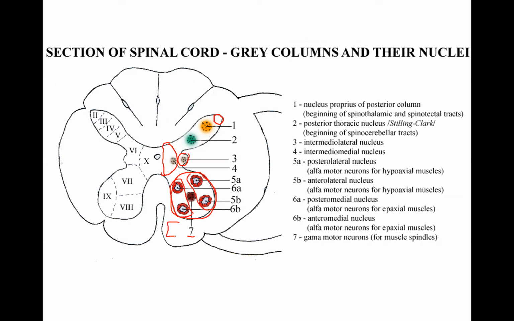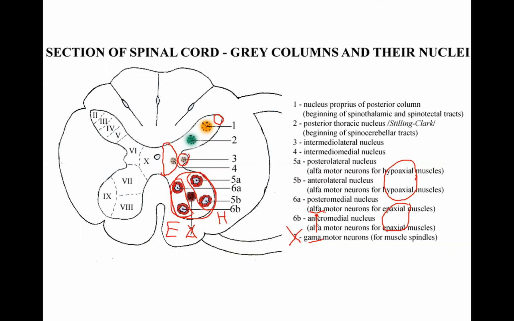These medial ones are for epaxial muscles. And these lateral are for hypaxial muscles. So of course they will be larger than these. It's just a scheme. So the anterior horn is somatomotor. It contains alpha motor neurons and gamma motor neurons. The gamma motor neurons are not located in number 7, in the central one. They are located just next to the alpha motor neuron for the same muscle. So alpha and gamma motor neurons.